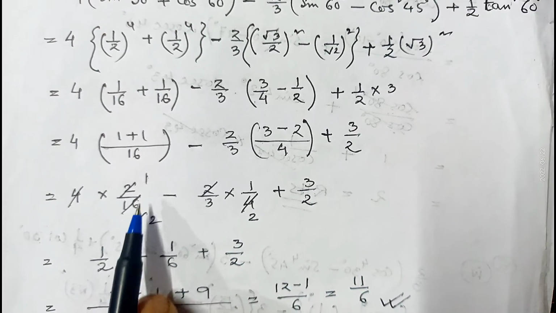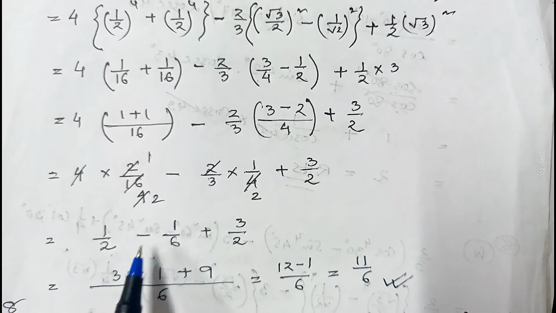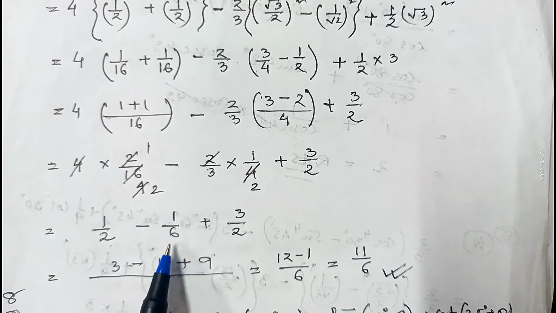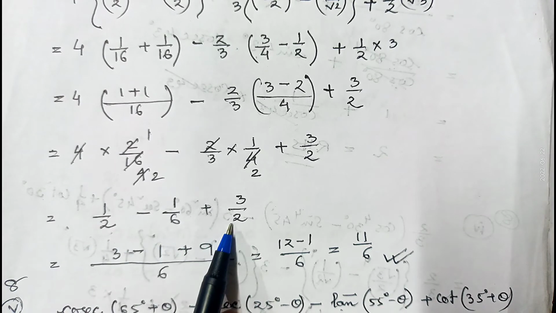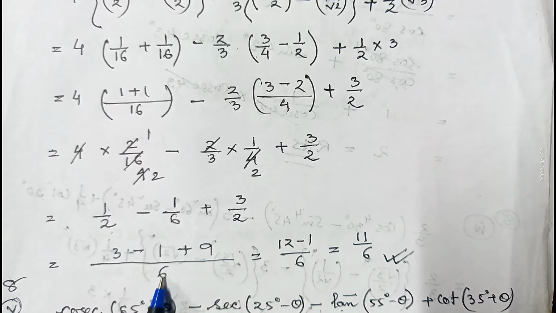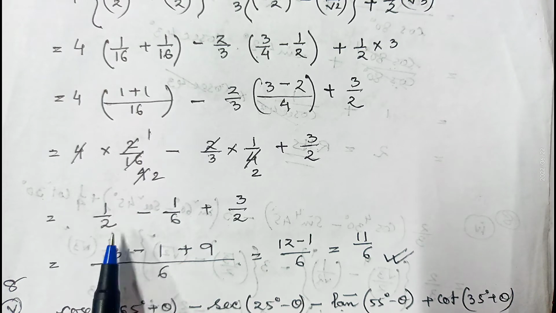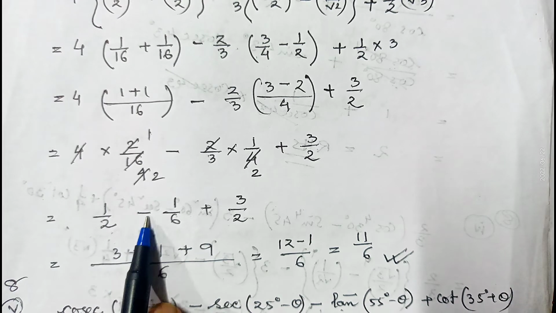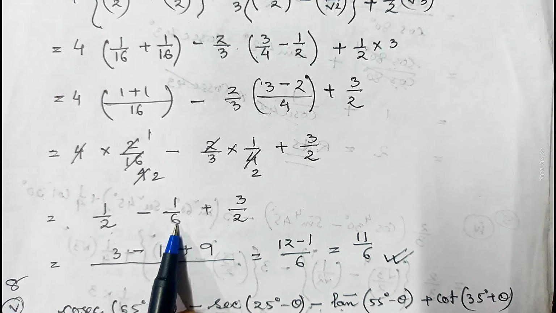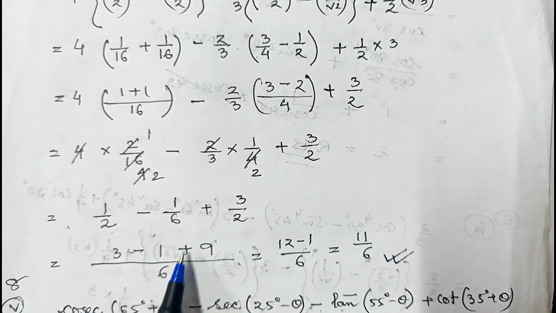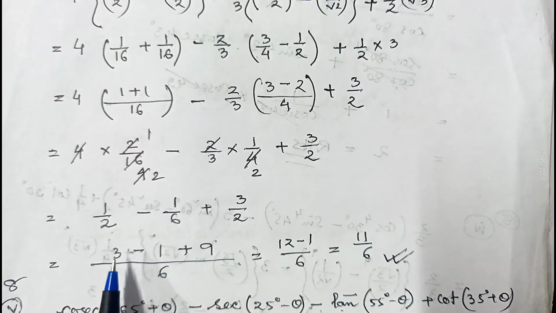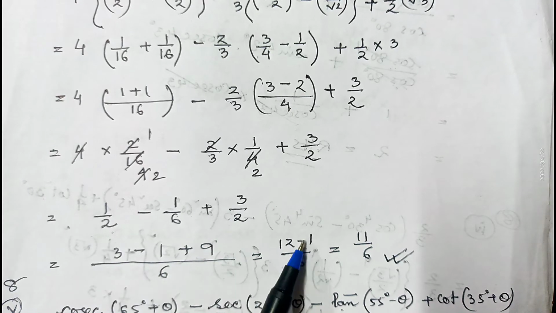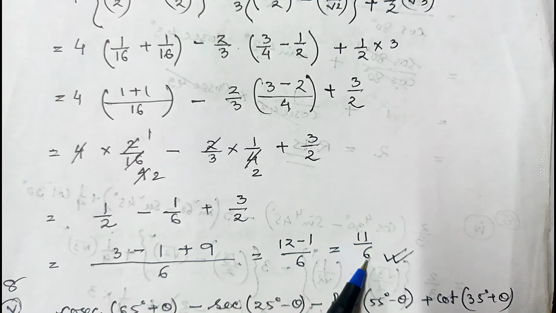So from the first part: 1 by 2 minus 1 by 3 plus 3 by 2. Here the denominators are 2, 3 and 2. If we take the LCM, it will be 6. 6 divided by 2 is 3, 3 times 1 is 3, minus 6 divided by 3 is 2, 2 times 1 is 2, plus 6 divided by 2 is 3, 3 times 3 is 9. So 3 minus 2 plus 9 is 10, and that gives 10 by 6, which is the required right hand side.